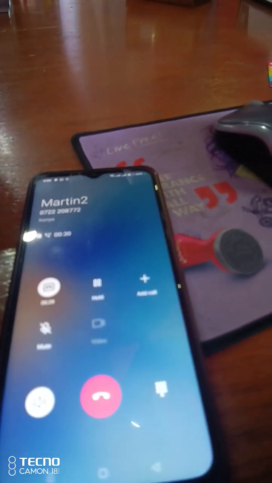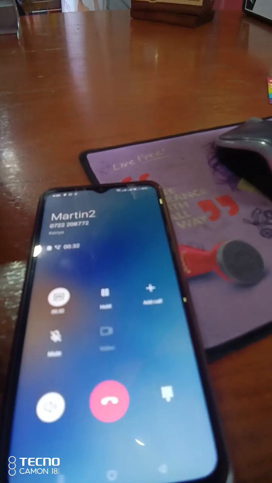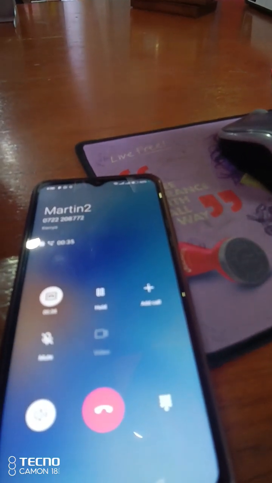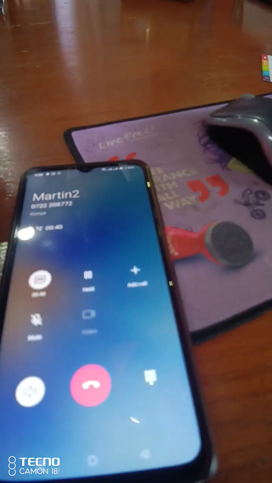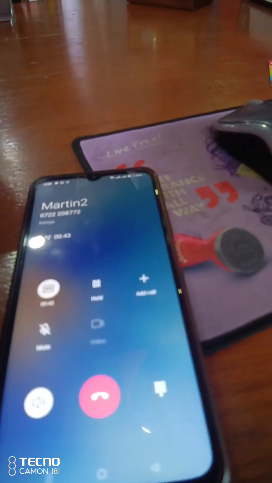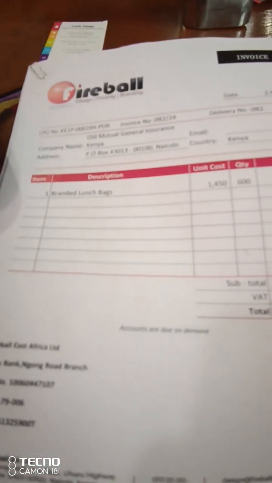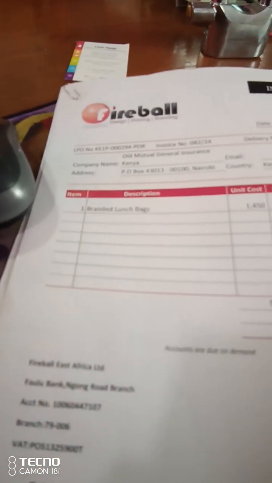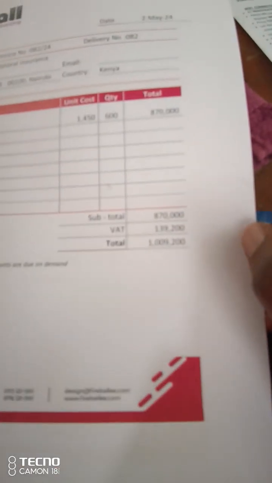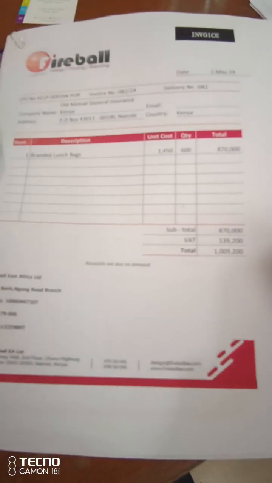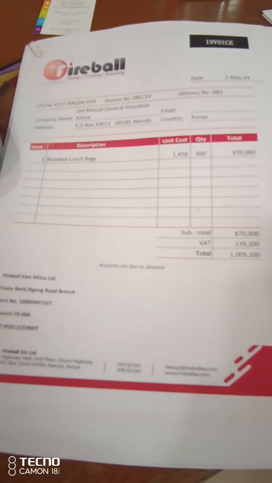Okay, so the invoice you've raised is for how much? It comes to about a million. It's about 1.2 million. Just read out the amount exactly. The amount is, just a second. Hello. Yeah, it's for the branded lunch bags. It's actually 1,009,200. Yeah, that's correct, sir. And then the invoice you had done, it was reading the same.